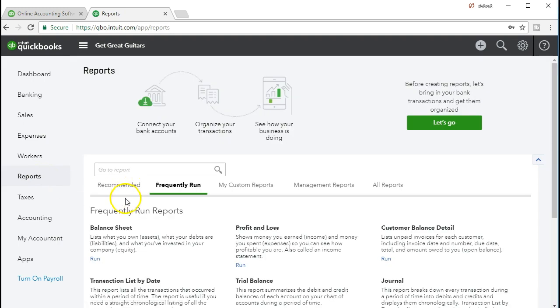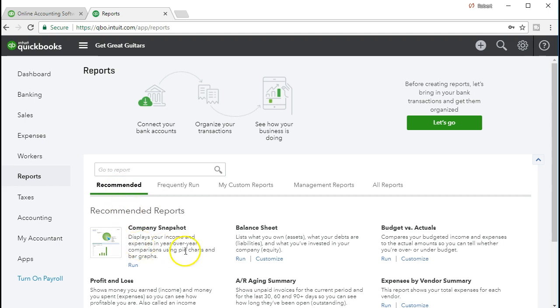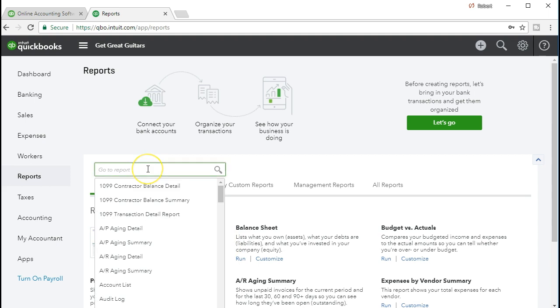Most of the reports that are frequently used will be here in the frequently used section, including the balance sheet and the profit and loss, considering the fact that they will probably be the ones most used and most run. We can also look at the reports under the recommended tab, which will also generally include the balance sheet report. If any report isn't there, we can also select the search area and type in balance sheet, and it should auto-populate so that we find the balance sheet.